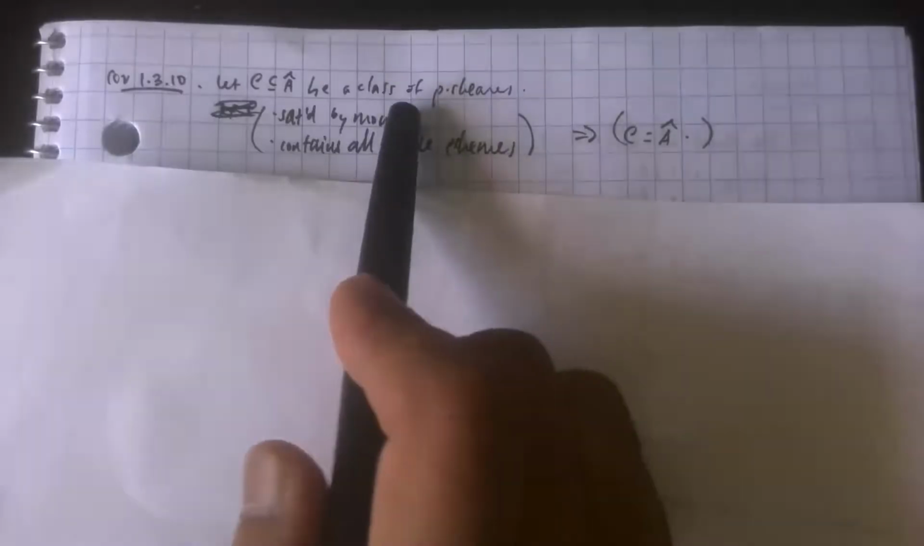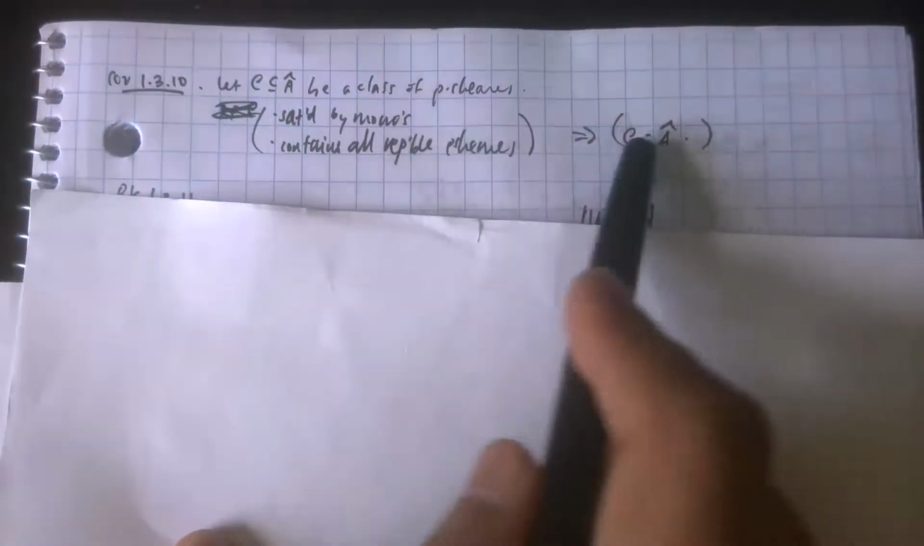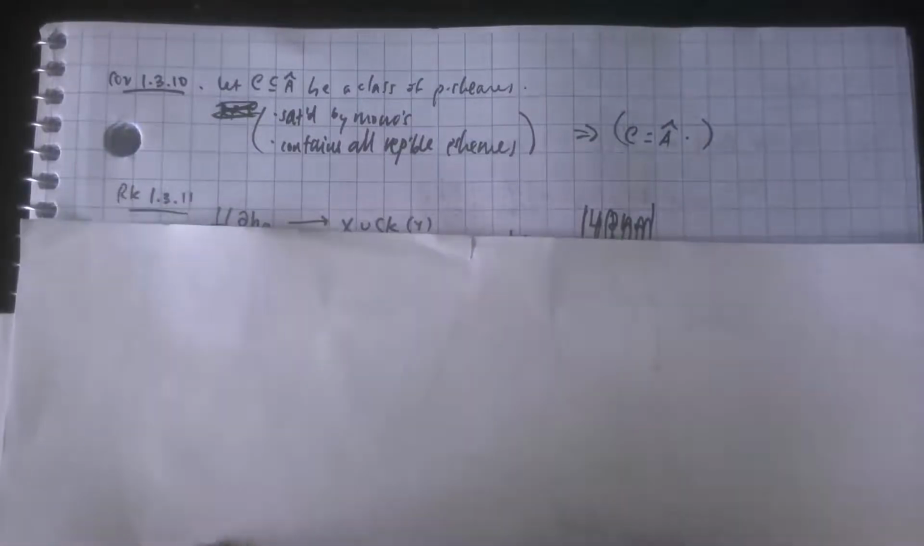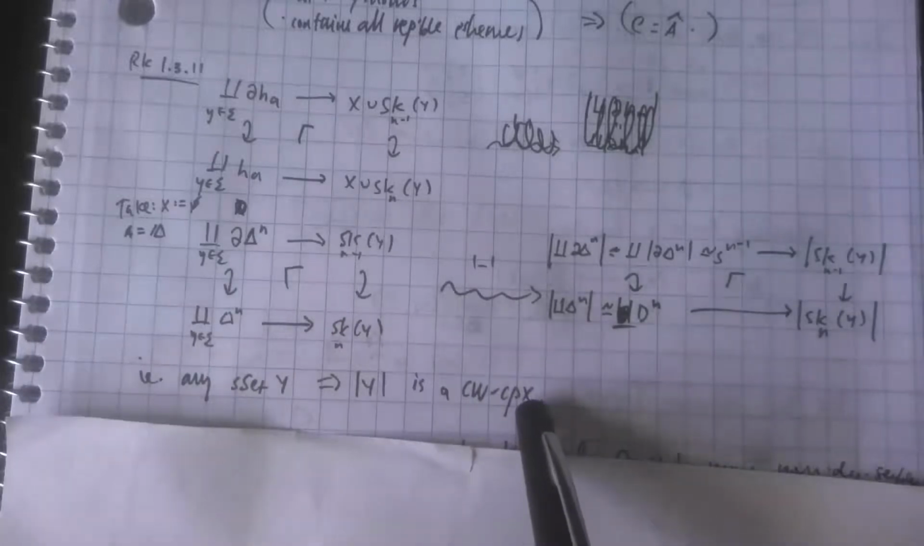Given a class of presheaves that's saturated by monomorphisms and contains all representable presheaves, then it is the entire category of all presheaves. That's that corollary. This thing is what I was talking about with CW complexes. Getting ahead of myself, but this is what I was talking about.